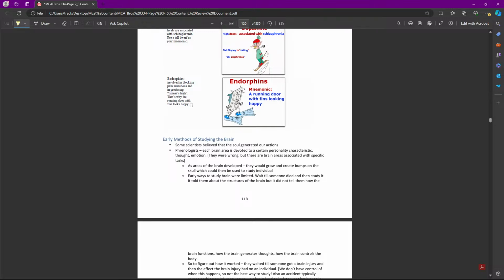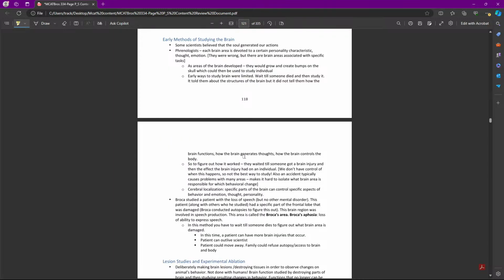So here are some early methods of studying the brain. Some scientists believed that the soul generated our actions. Phrenologists believed each brain area is devoted to a certain personal characteristic, which causes it to push out on the skull to show those specific traits, which has been disproven. So they figured to wait until someone got a brain injury and see the effect on the individual. We can't control this, though. Accidents typically cause problems in many regions.